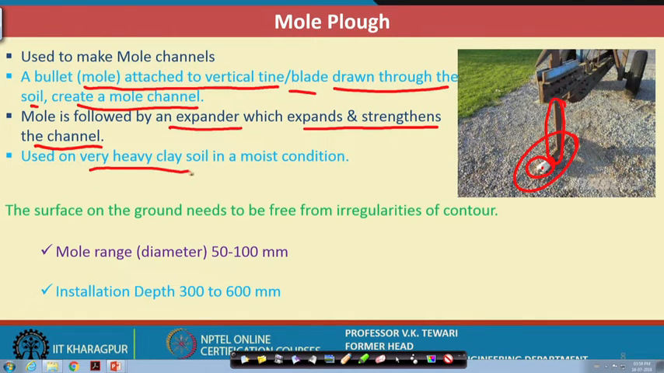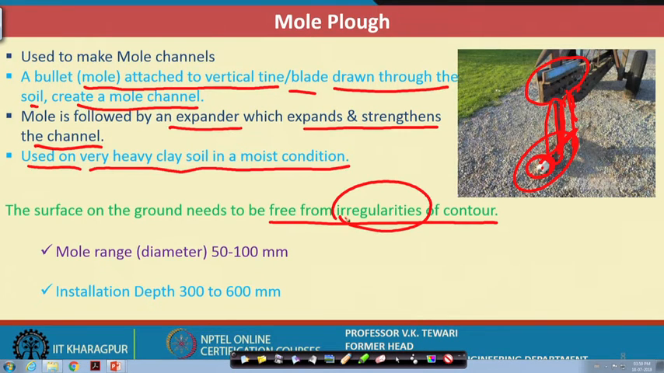It is used on very heavy clay soils in moist conditions. Now, this is a requirement for this mole plough. You can see the whole attachment of this to the system, and this is the length from the top, and this is the row here, and this side is the one which will make it slightly wider. The surface of the ground needs to be free from irregularities or contour. This is important for the operation, that the ground must not be irregular.